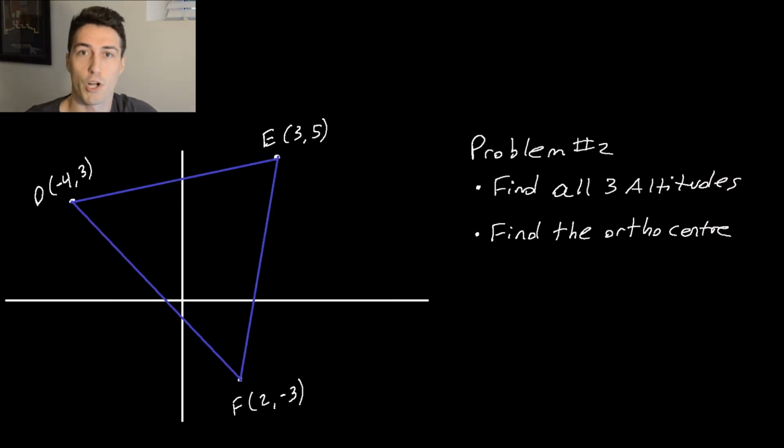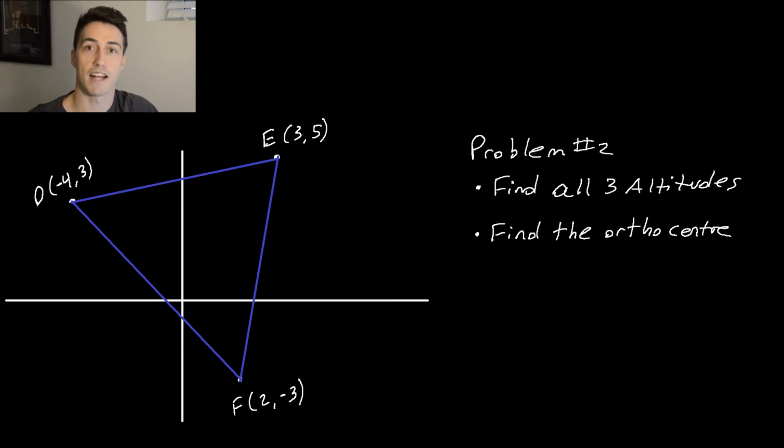So now we're going to go over altitudes. And in this question, in problem number 2, it asks us to find all three altitudes and then find the orthocenter. So remember that orthocenter corresponds to the altitudes' intersection point. There's going to be 3 altitudes, just like there's 3 medians, just like there's 3 right bisectors for every triangle.